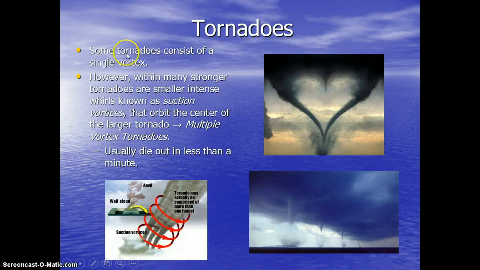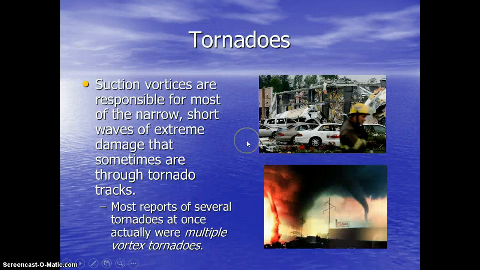Okay. So some consist of a single vortex. A few, however, have multiple suction points or vortices. They only last about a minute. All right. Tornadoes, so obviously the larger part here is responsible for the damage. Most reports of several tornadoes were usually just one big tornado where a few of them came out of the main one. You can see these come out of the main vortex. So these are big tornadoes.